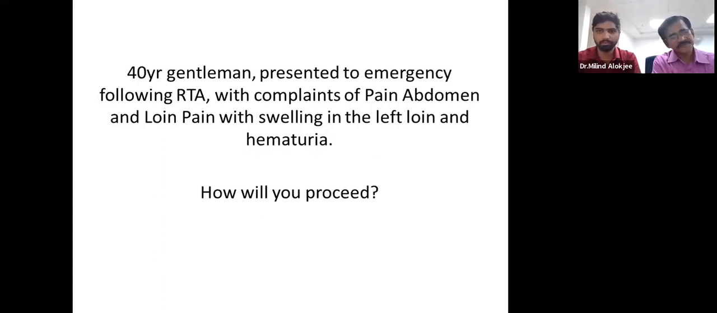Sir, you have talked of the mechanism of injury. Second, you talked of the site of pain. What else? Sir, the other complaints the patient may have are the swelling in the loin and hematuria. What do you like to know about this? Sir, first I'd like to know where the impact of injury was, and whether, as hematuria is there, the patient is able to pass urine.